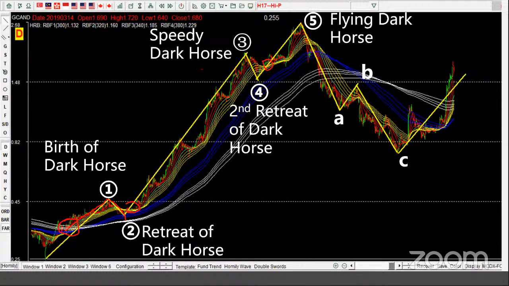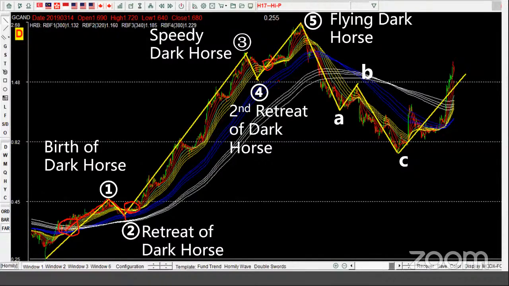Then the third horse is called speedy dark horse. Speedy dark horse will be after the price drops below the yellow lines, then goes back above the yellow lines again. Usually the speedy dark horse is the biggest wave, where we can make the biggest profit. It's just like in the wave theory, usually the third wave is the biggest one. Then the fourth horse is called the second retreat. Usually we also have the price drop below the yellow line.